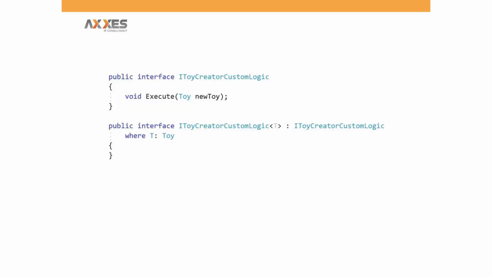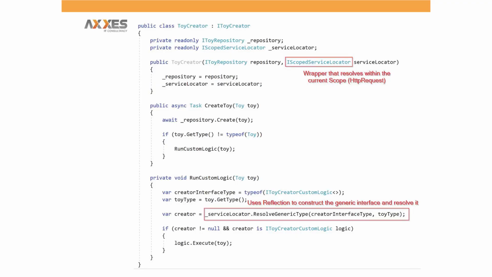You have an interface that accepts the superclass toy, and then you create an inherited interface that is generic, and that one actually accepts the subtypes, but that one doesn't have the operation. Why? Because if you resolve this at runtime, resolving a type is one thing. You can just construct a generic type at runtime using reflection. It's really easy. And then you can resolve that in your DI container and get back the implementing class. So that's basically what you see here.